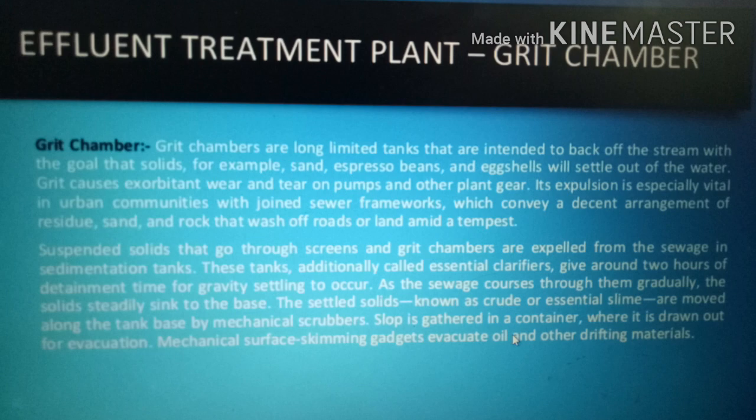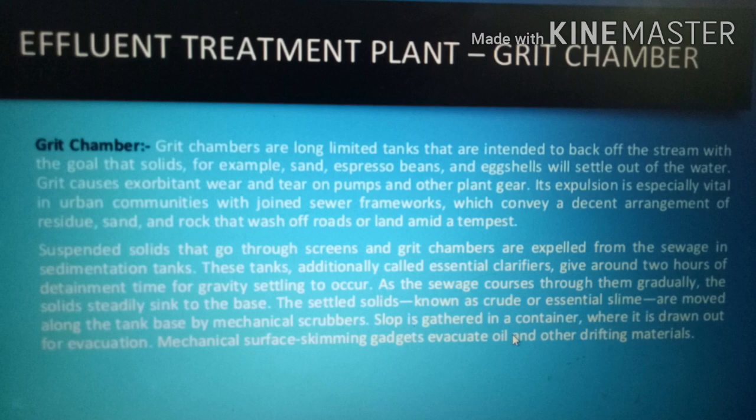Suspended solids that go through screens and grit chambers are removed from the sewage in the sedimentation tanks. These tanks, also called primary clarifiers, provide around 2 hours of detention time for gravity settling to occur. As the sewage flows through them slowly, the solids gradually sink to the bottom. The settled solids, known as raw or primary sludge, are moved along the tank bottom by mechanical scrapers. Sludge is collected in a hopper where it is drawn out for removal. Mechanical surface skimming devices remove oil and other floating materials.